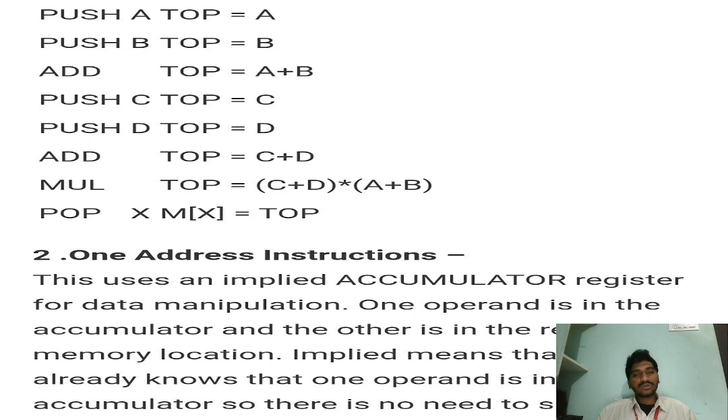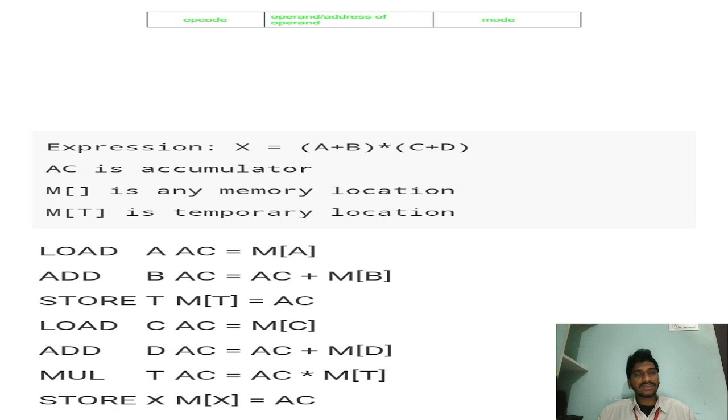Additionally, the instruction does not specify the accumulator; by default it is implied. The syntax will be as follows: first the opcode, that means operation code, next the operand or address of the operand, and the next one is the mode. For example, take the expression X = (A + B) * (C + D).